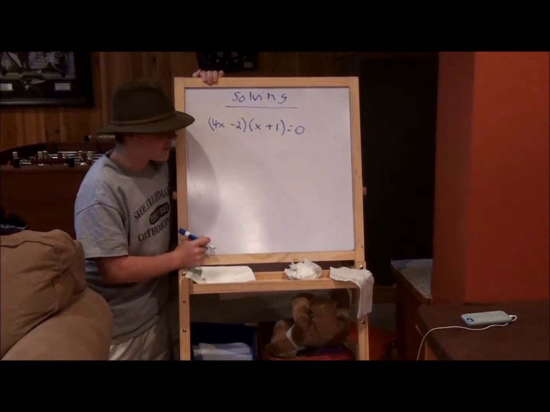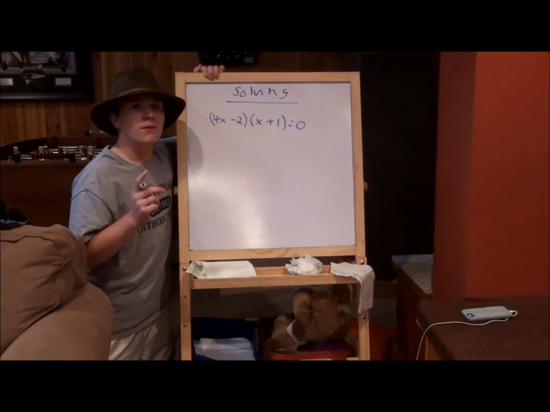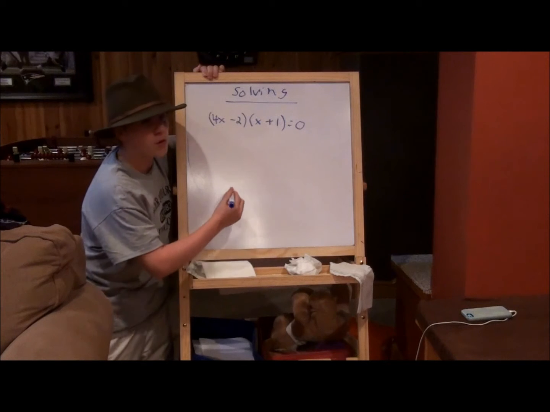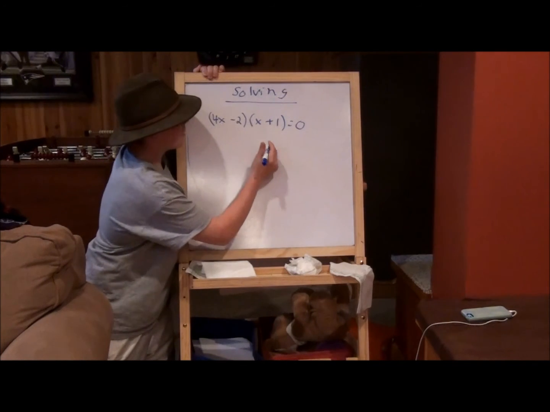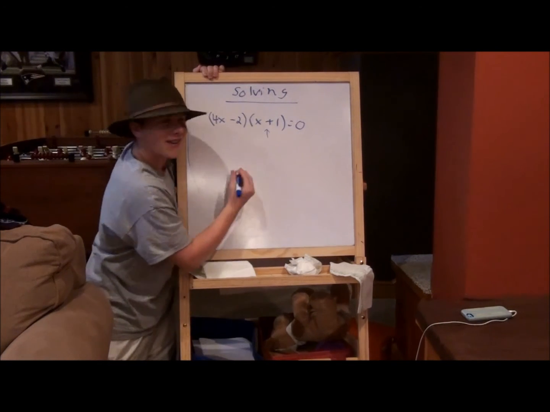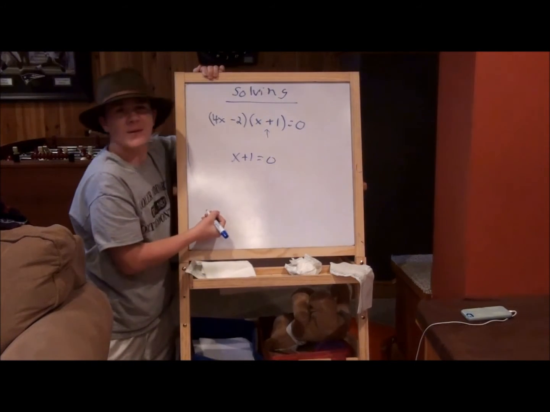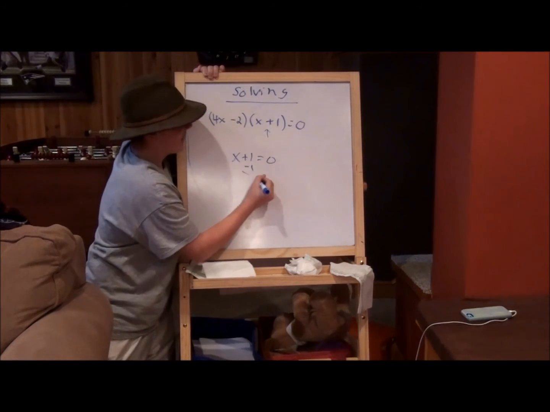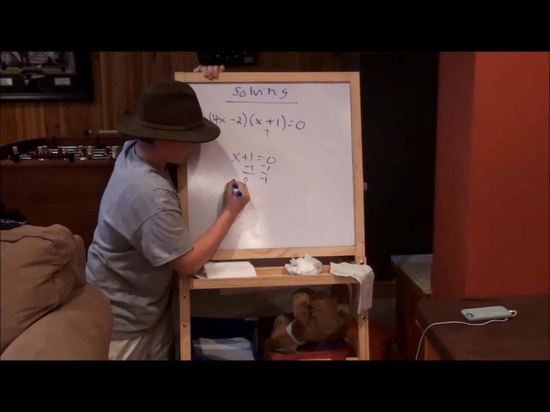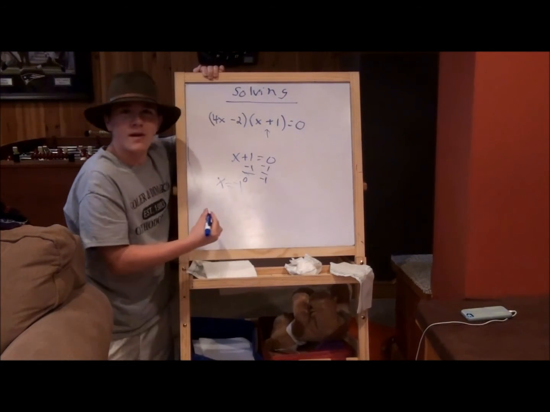Now we're going to solve the factors that we had from factoring this last polynomial. So, I'm going to solve this factor. x plus 1 equals 0. So you subtract 1 from each side and get -1. And one of the solutions is x equals -1.